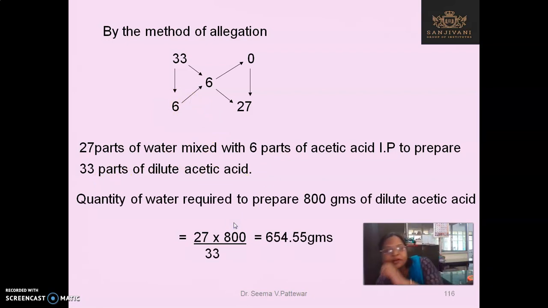So the quantity of water required to prepare 800 grams of the dilute acetic acid: again this is the 800 quantity required multiplied by the quantity for water. This is the quantity for water, so you have to go for the water section, that is 27 parts, divided by the total parts, 27 plus 6, that is 33. You will get the answer 654.55 grams.